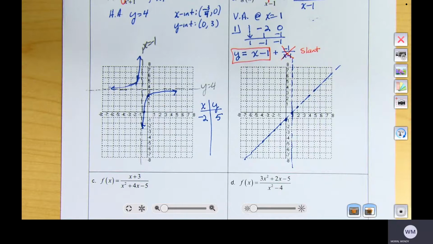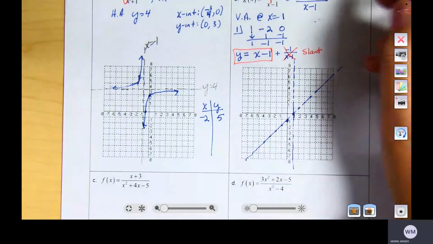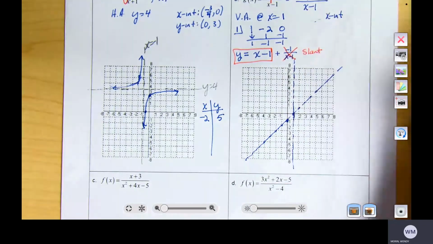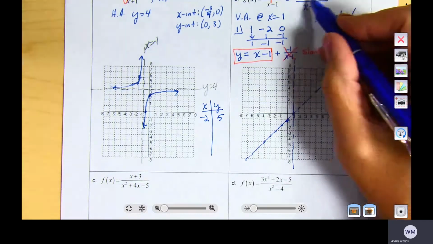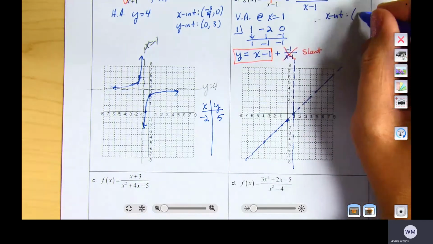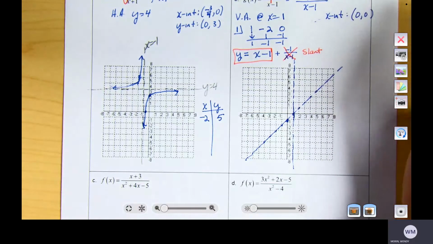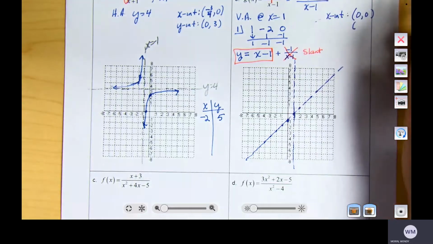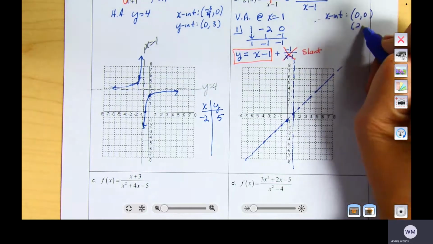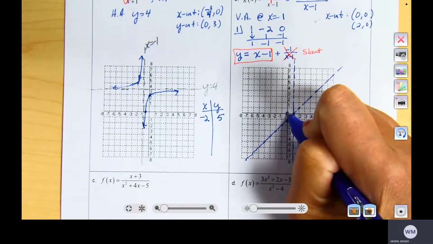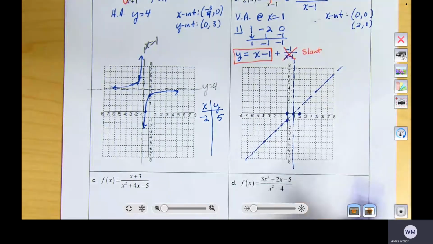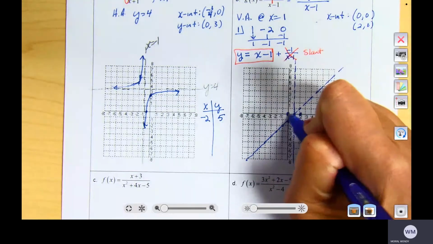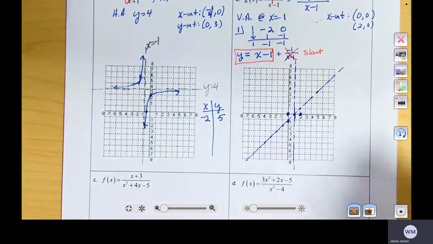Those are our asymptotes. Now let's do x-intercepts or y-intercepts. You want to do x-intercepts first? Okay, the x-intercepts come from your numerator. So this is equal to 0, so we have (0, 0) as an x-intercept, and 2 is also an x-intercept. So we have (0, 0) and (2, 0). Now you're not going to cross the vertical asymptote, so this is a point on the graph. These are guides of the graph. All right, how about the y-intercept?